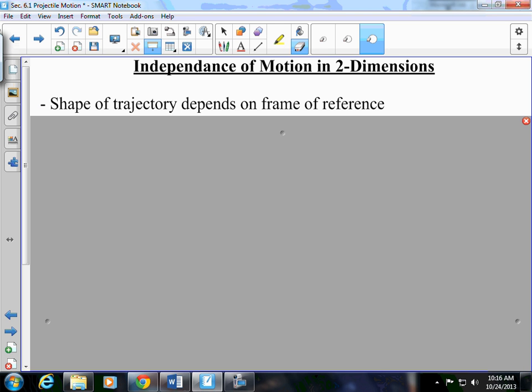So the shape of the trajectory depends on your frame of reference. If I'm standing underneath the ball, I may throw it straight up. However, if I'm standing to the side, that ball might go out and the wind may blow it back, but from my perspective, it might go up and down. From someone's side perspective, that trajectory might look a little different. So trajectory depends on reference.